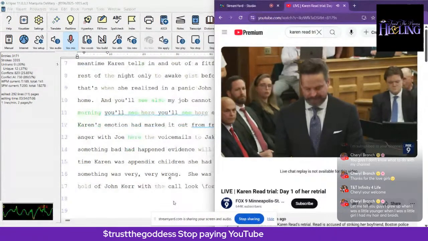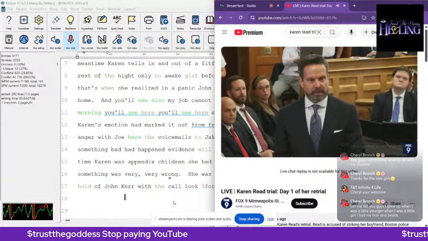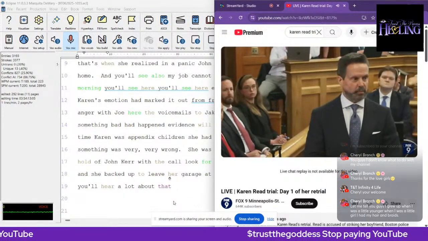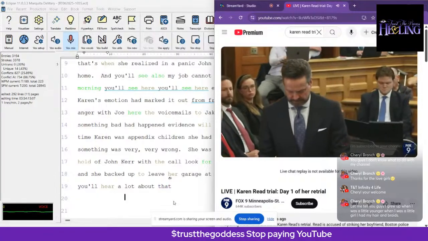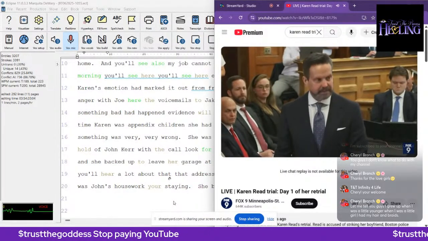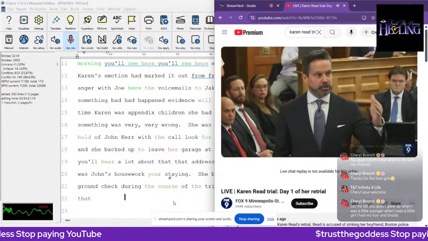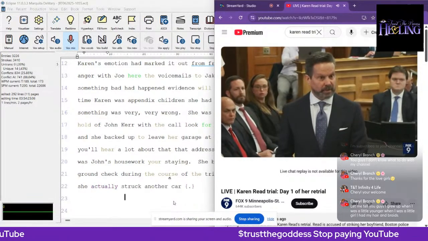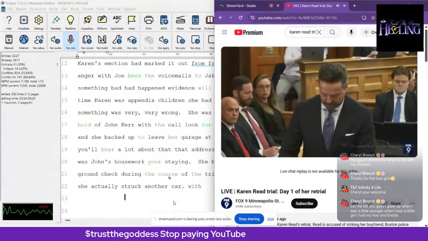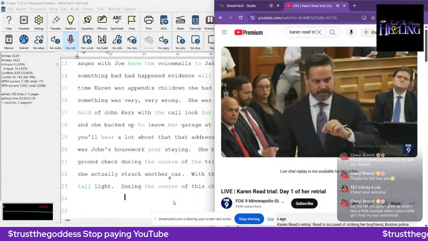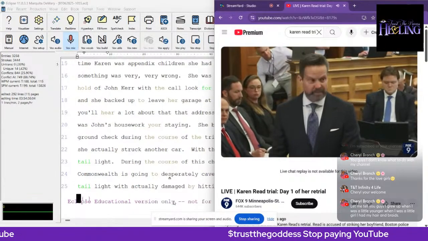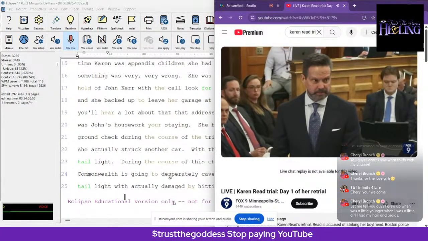She got in her Lexus and backed up to leave her garage at One Meadows. You'll hear a lot about that address, One Meadows. That was John's house where Karen was staying. She backed out of the garage, and during the course of the trial, you'll hear that she actually struck another car with that right rear taillight. The Commonwealth is going to desperately claim that Karen Reed's taillight was actually damaged by hitting John O'Keefe. They'll have no evidence of it, mind you, none, but they'll make the claim.